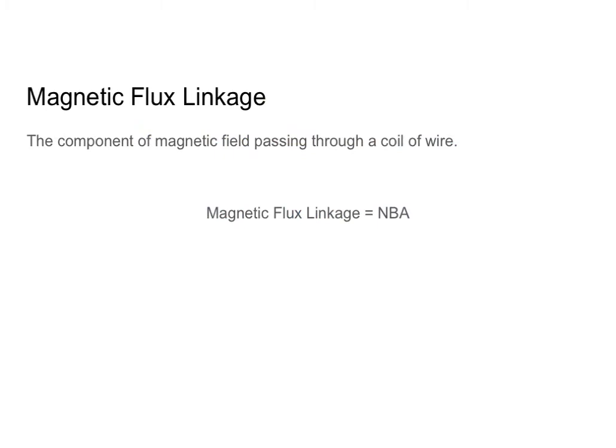Now we're going to talk about one last thing before we get on to the whole point of all of this. Magnetic flux linkage is the component of magnetic field passing through a coil of wire. So in this case, we have our magnetic field here.